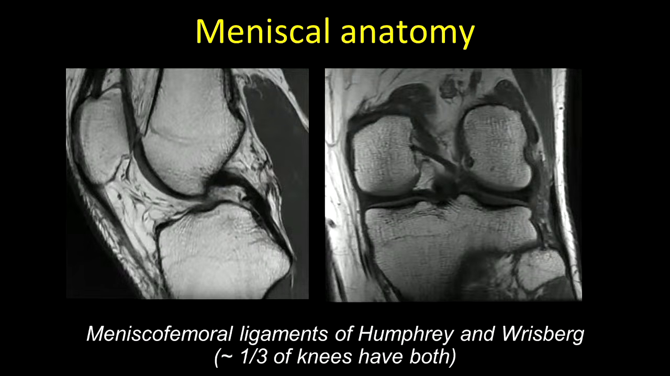Here we can see the anterior and posterior meniscofemoral ligaments. H comes before W alphabetically, and on the coronal image we can see the meniscofemoral ligament arising from the posterior horn of the lateral meniscus, inserting into the medial intercondylar notch.